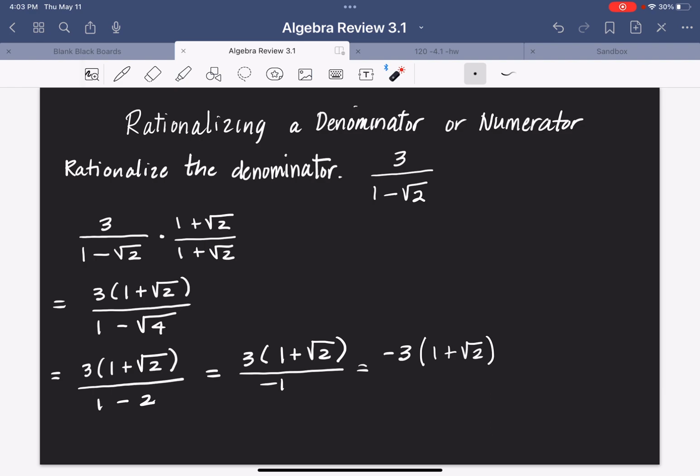Now, recall that when you multiply conjugates, the inner and the outer terms will cancel out. So you really only have to multiply the first 2 and the last 2. So I've got 1 times 1 is 1, and a negative square root of 2 times a positive square root of 2 is the negative square root of 4. That's going to give me a plain 2. So my denominator is 1 minus 2, which becomes negative 1. So I'm just going to say 3 divided by negative 1 is negative 3, and then times 1 plus the square root of 2. You may distribute this or you may leave it, and I suggest that you just leave it as it is.